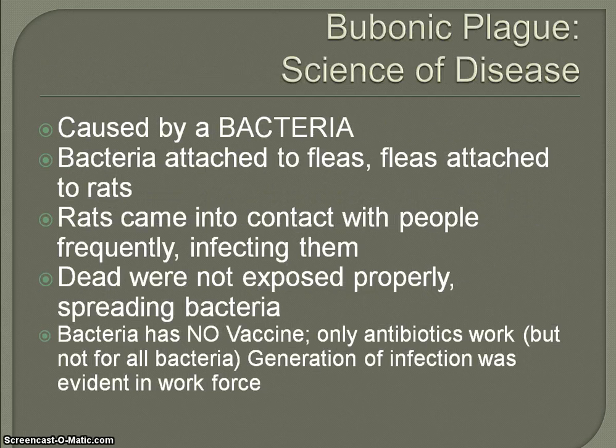A little science of the disease. The bubonic plague is caused by a bacteria. The bacteria attach to fleas, and the fleas attach to rats. In this time, rats frequently came into contact with people, and as a result would infect them. Other problems with the spread of this disease were that the dead who had been infected by the bubonic plague were not disposed of properly, and this would spread bacteria.